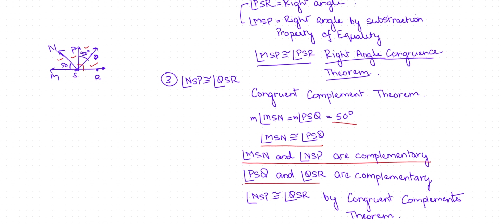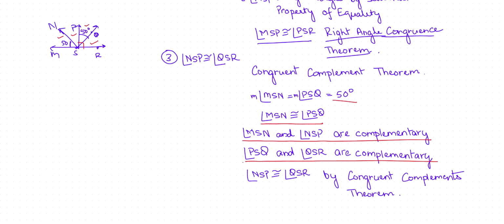Now, NSP, and we already know that MSN is congruent to PSQ. So NSP is congruent to QSR by congruent complement theorem because they are complementary to the congruent angles, which are MSN and PSQ.